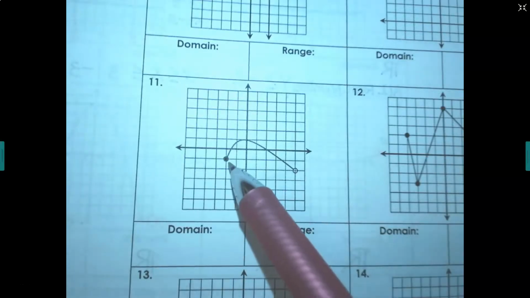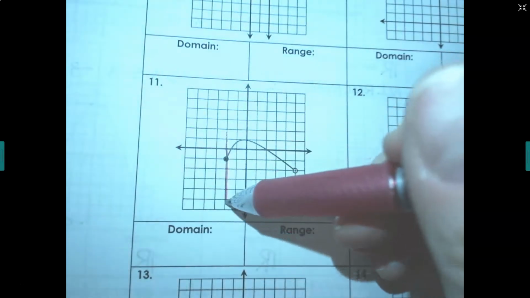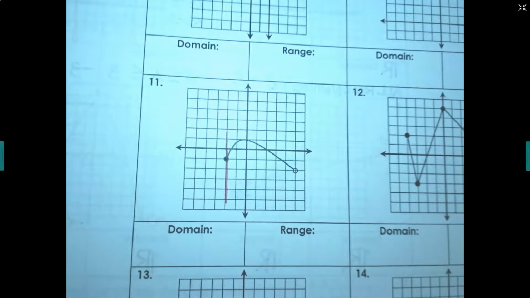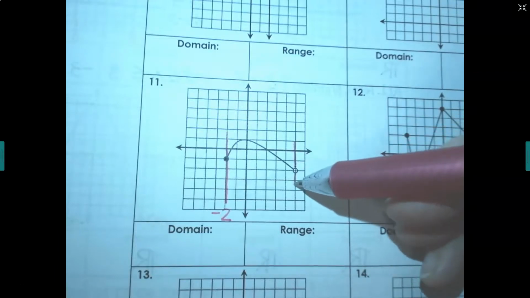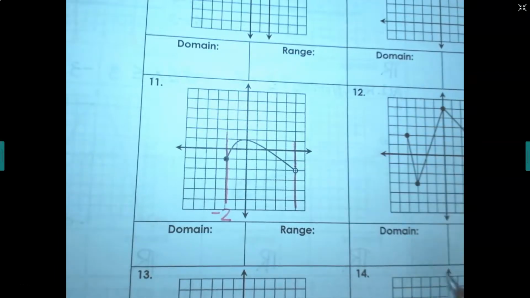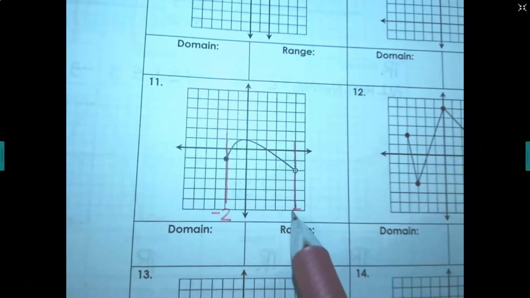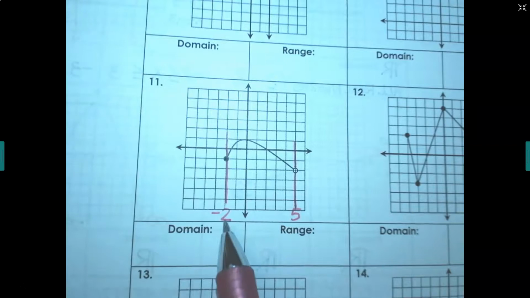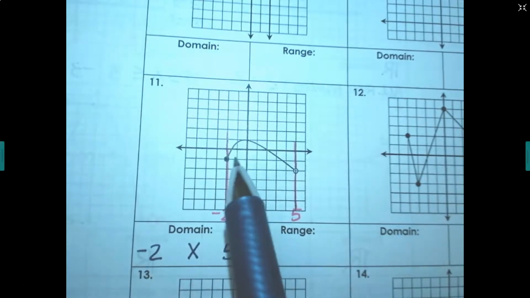So we do have a point. There's no arrow on the left, so we are not going past that point on the left, which is where x is -2. On the right, we have a point. There's not an arrow. It doesn't go past this x value, which is 1, 2, 3, 4, 5. So all of our x's are between -2 and 5. Okay, so -2 to 5, and we're talking about the x's.